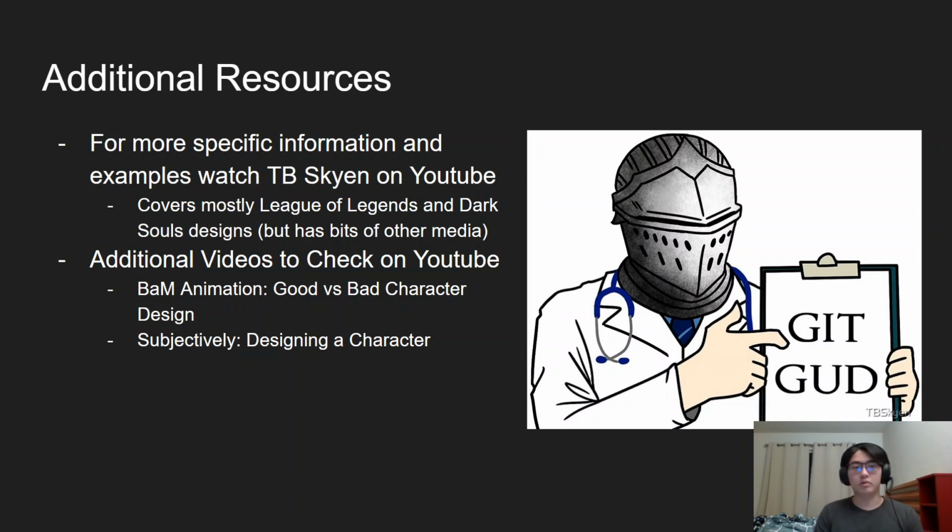And now here are some additional resources that you may find interesting. For more information about different examples of character design, you should watch TB Sky on YouTube. He covers a majority of League of Legends and Dark Souls character designs. However, these two games have a lot of different types of characters in them. And so, even if you don't know these two games, it's still worth checking out and learning about different types of character designs surrounding different themes. And additional videos that you should check out on YouTube are BAM Animation, and his video is called Good versus Bad Character Design, and Subjectively, whose video is called Designing a Character.